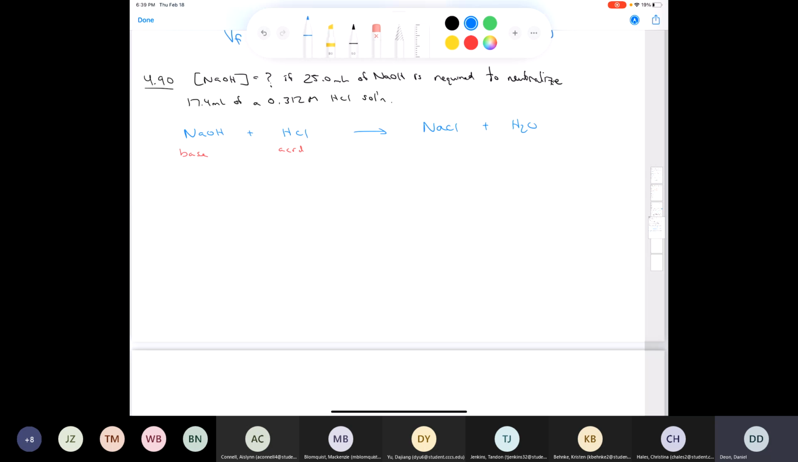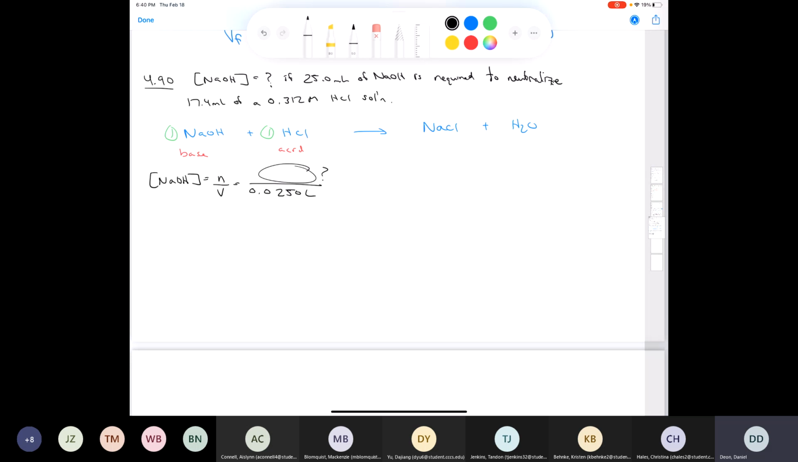Now you see that this equation is already balanced in this form. And you can see that the stoichiometric ratio of sodium hydroxide to hydrochloric acid is 1:1. Okay. Well, if we want the concentration of our sodium hydroxide, all we need are the number of moles divided by the volume. We've already got the volume. It's 25 milliliters. 25 milliliters is 0.0250 liters. So we need to figure out the number of moles of sodium hydroxide.